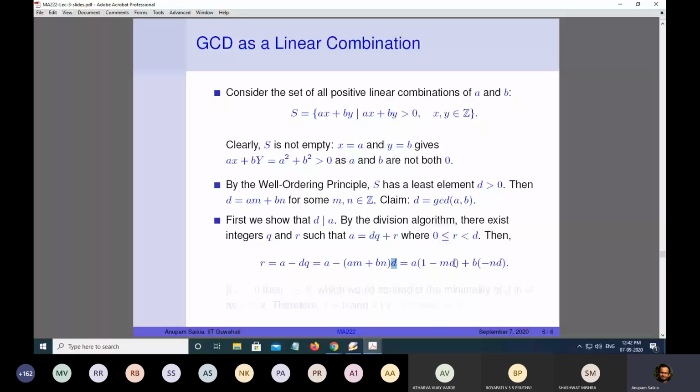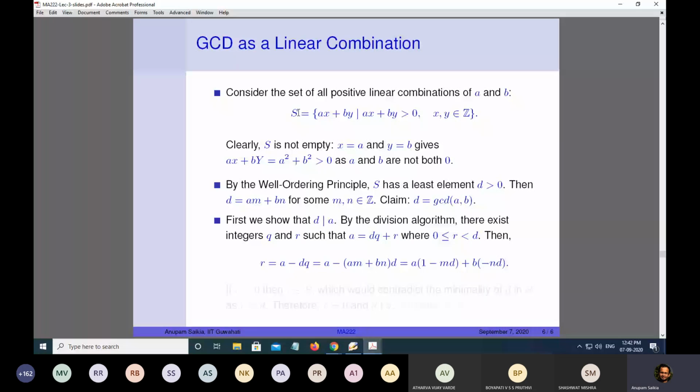But whatever it is, it is an integral combination of A and B, because this is an integer and this is an integer, which are not D's but Q's. What we want to emphasize is that it is A times some X plus B times some Y. So this R also qualifies to be an element of S if it were positive. The only thing that stops R from being a member of S is its positivity.